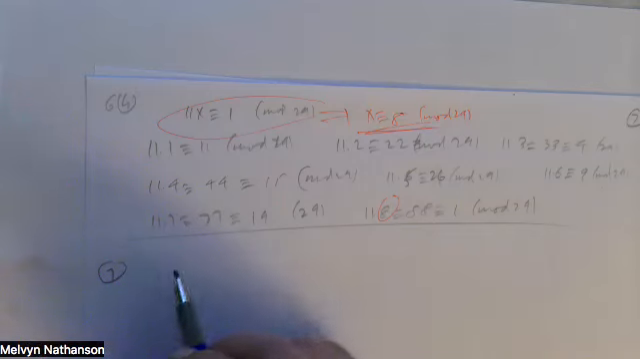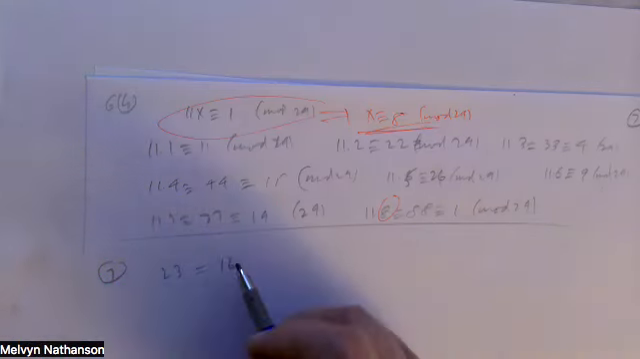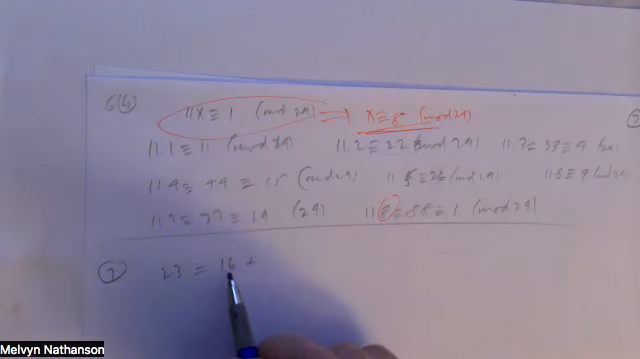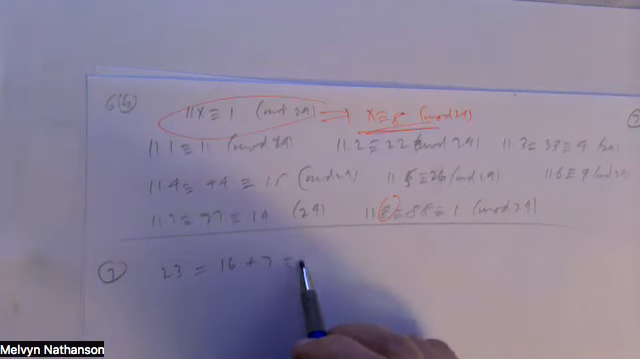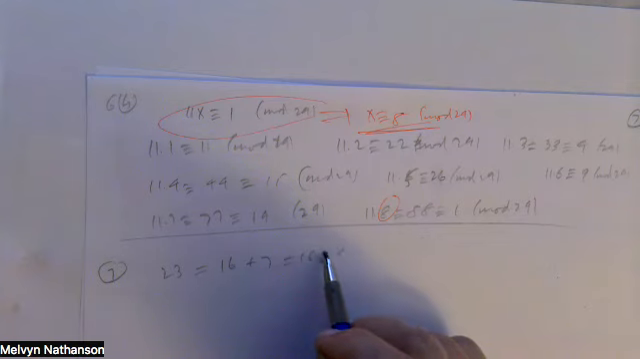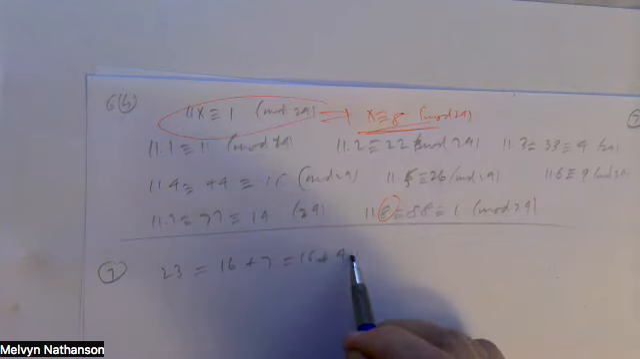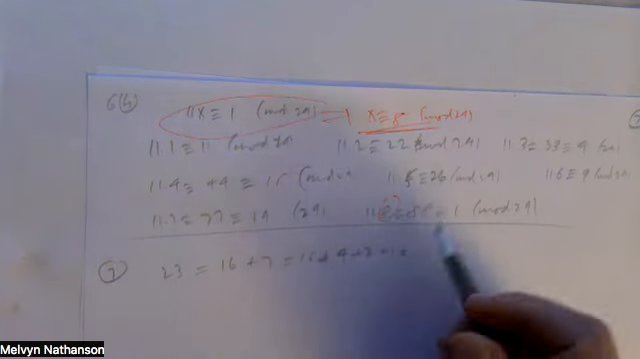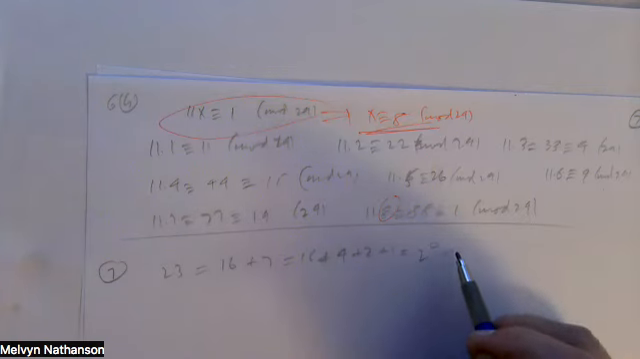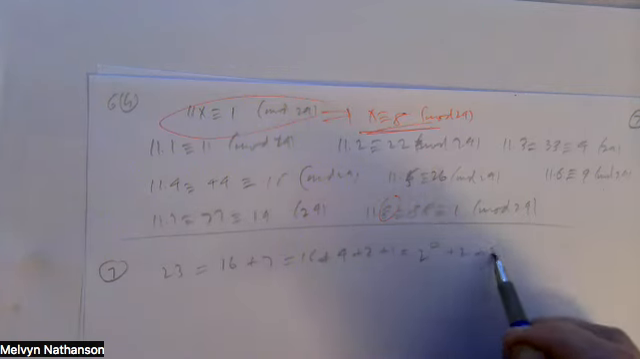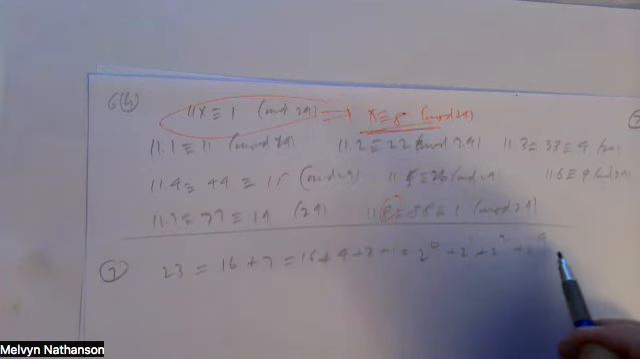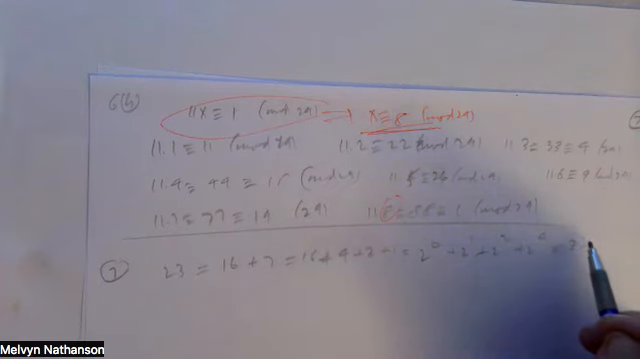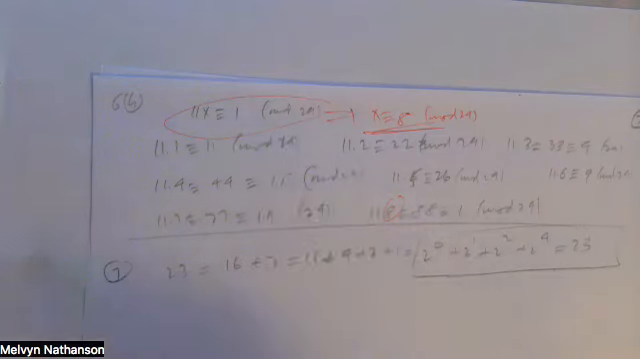Number 7, right? 23 is the sum of powers of 2. Well, the largest will be 16. This is 16 plus 7. 7 is 4 plus 2 plus 1. So this is like 2 to the 0 plus 2 to the first power plus 2 squared plus 2 to the fourth. This is the binary decomposition of 23 as a sum of powers of 2.